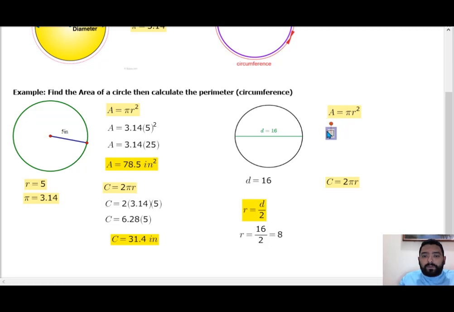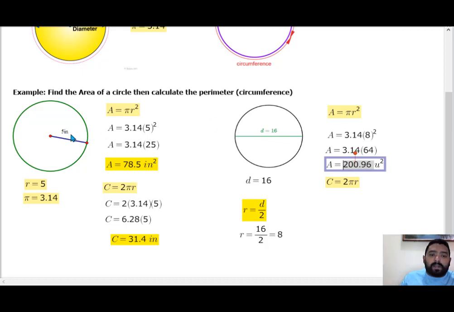Then you need to do the same procedure. Remember the value for pi is 3.14, then 8 to the second power. Then you will have area equals 3.14 multiplied by 8 to the second power. It's 8 multiplied by 8, or 64. Then you multiply 64 times 3.14, and you will get 200.96. The area is going to be 200.96 square units in this case. Why square units? Because we don't have a specific unit like in the other exercise.